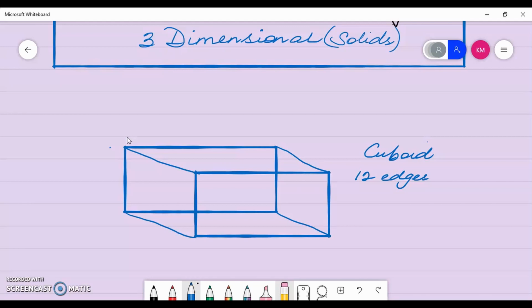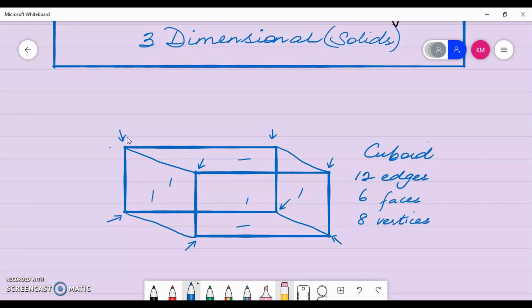How many faces? Let's check. One at the back, one at the front, one at the top, one at the bottom, one at the side, and one at the other side. So there are 6 faces. How many vertices? 1, 2, 3, 4, 5, 6, 7, 8. So there are also 8 vertices in a cuboid. So a cuboid has 12 edges, 6 faces, and 8 vertices.